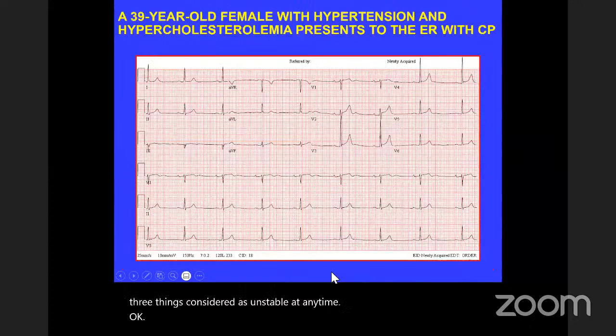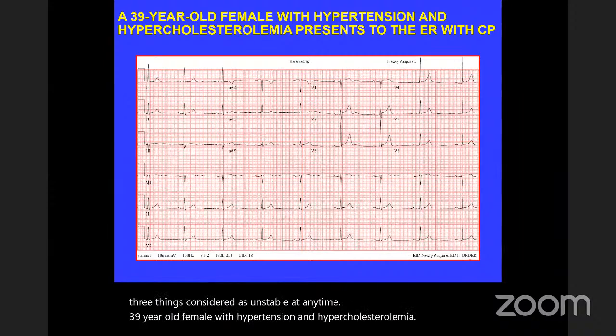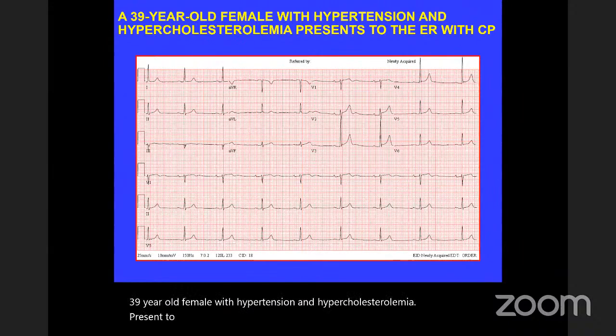39-year-old female with hypertension and hypercholesterolemia presents to the ER with chest pain.